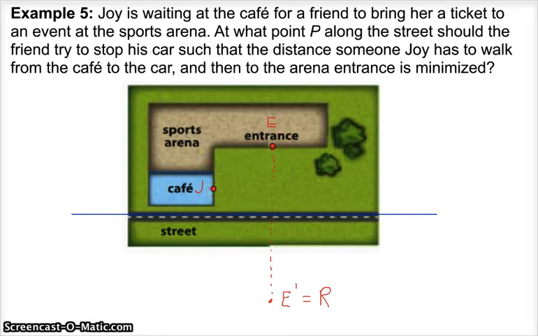Oh, I need a name for this line. Let's call this M for mirror. I know it's street for S, but my S's look like 5, so we'll just do that. Reflection over line M of point E.